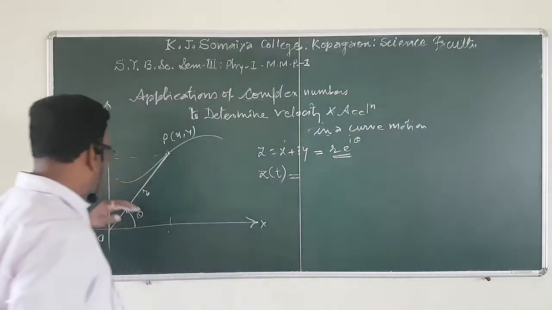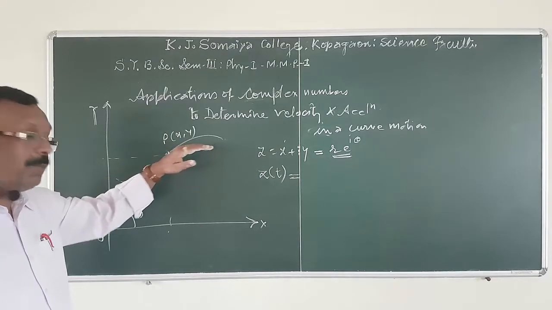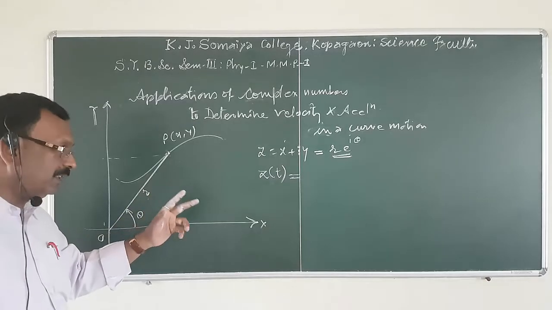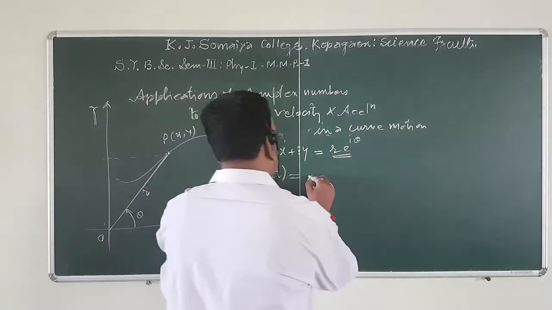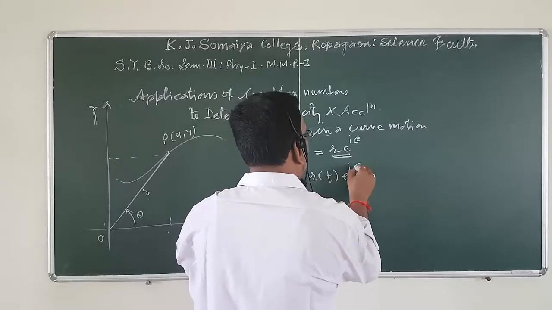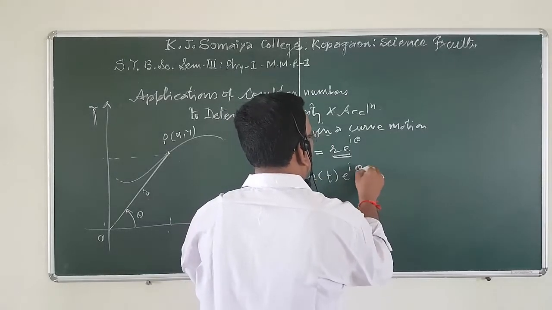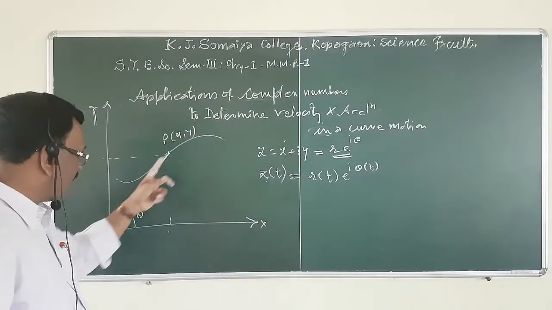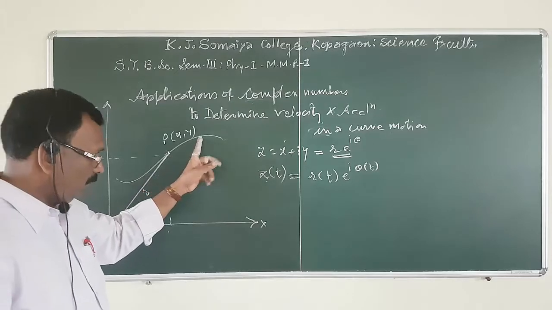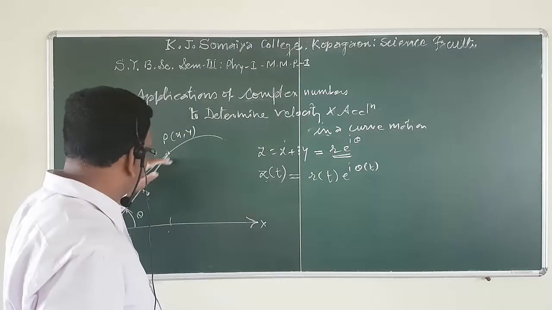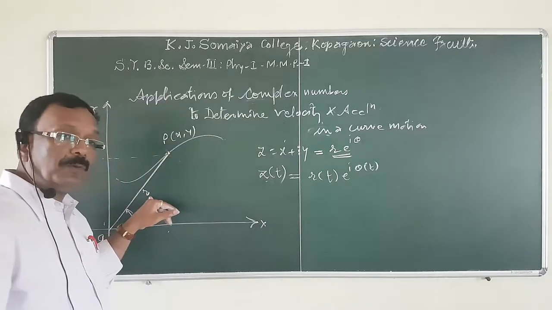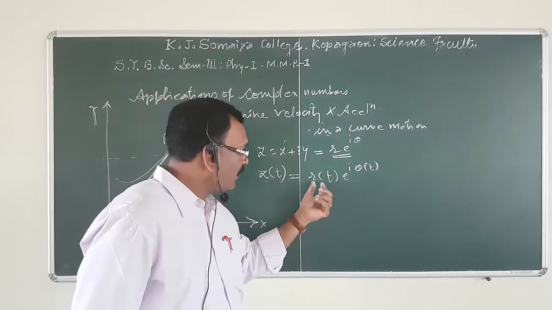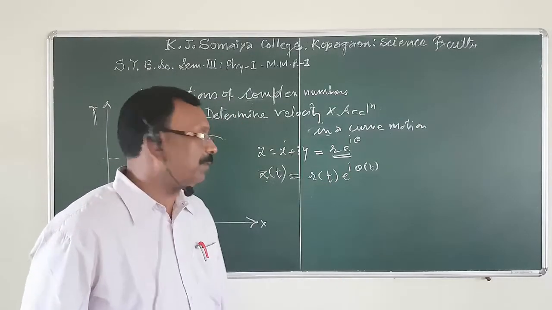Now, as the particle is moving along the curve, obviously its position and phase both go on changing. That's why Z is a function of t, or we can write r of t e raised to I theta of t. What is the meaning of this? When the particle is moving along this curve, as time changes, both the modulus of the complex number and the phase angle change. That's why r and theta both are functions of time.